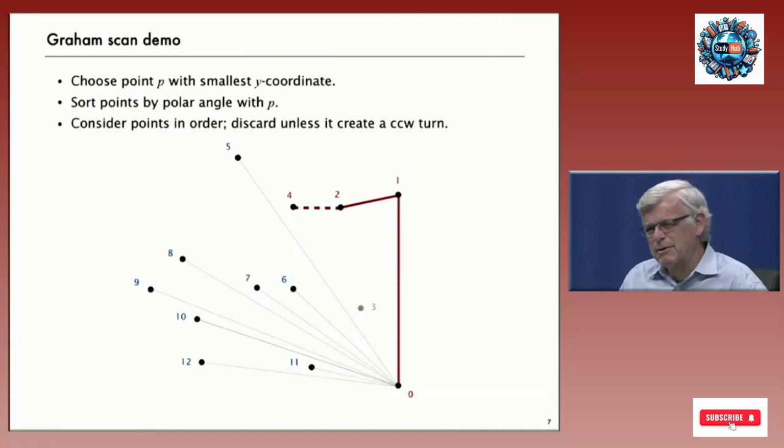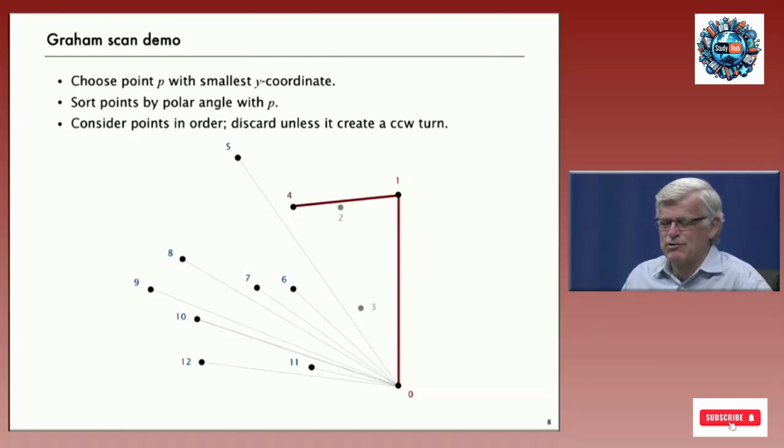And what about the angle from 1 to 2 to 4? That's not counterclockwise either. That's turning the wrong way. That's turning to the right. So point 2 can't be on the convex hull either. And indeed, if you just draw the line from 1 to 4, you can see that 2 is inside. So there's no way it could be in the convex hull. That's essentially the proof that you have to have a counterclockwise turn.